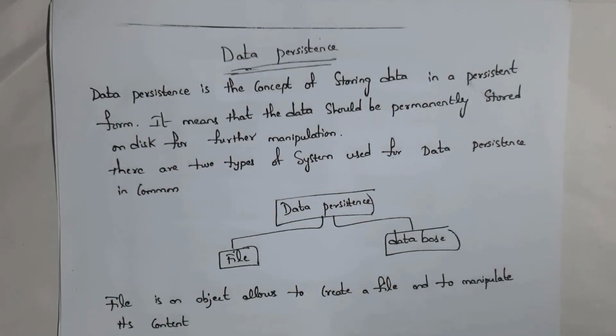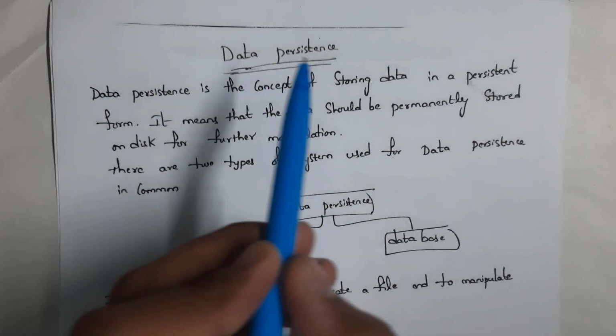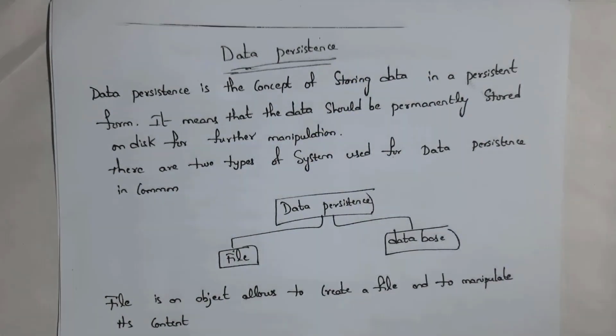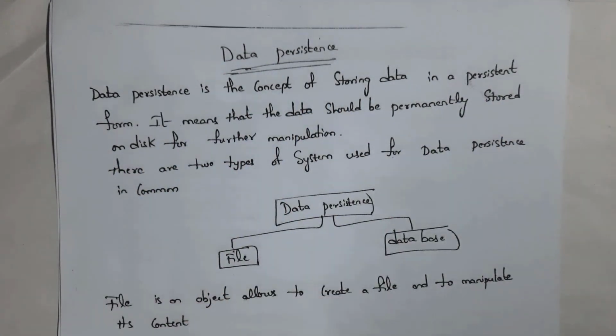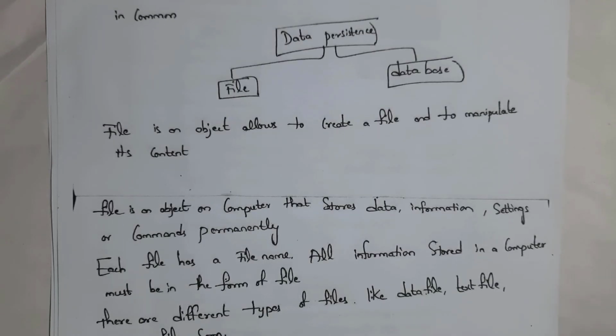Next I will explain what is persistent data. Data persistency is the concept of storing data in a persistent form. Data which is stored permanently is known as persistent data. It means that data should be permanently stored on disk for further manipulation. Data can be stored permanently in two ways. First one is by using a file. If you save data in a file, you can store data permanently. And next, if you save data in a database, you can store data permanently. So data persistency can be achieved by using files and by using a database. If you store data in a file or database, then later on you can perform various operations on that particular data, like you can modify data, you can delete data, and so on.